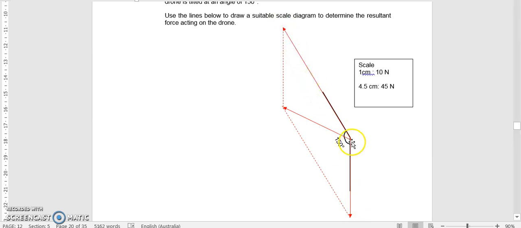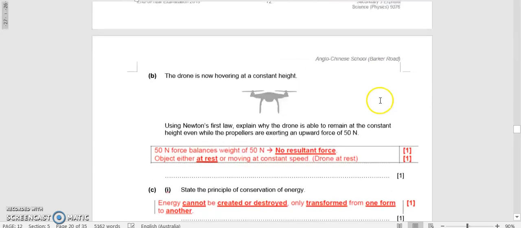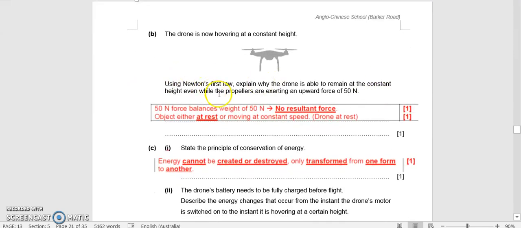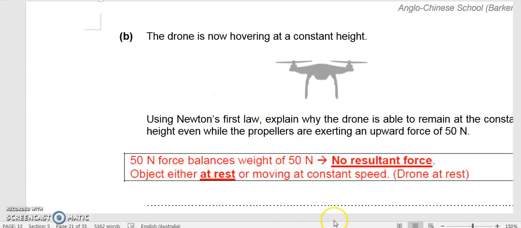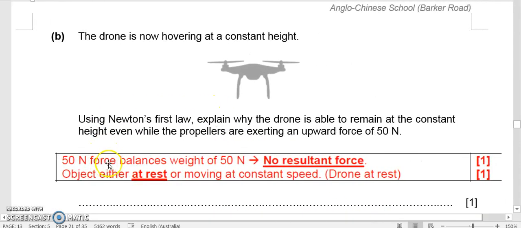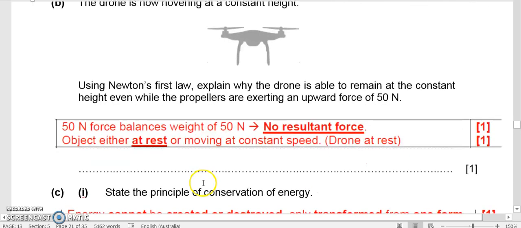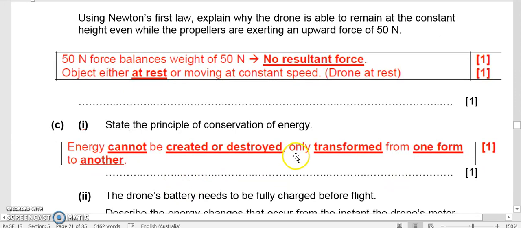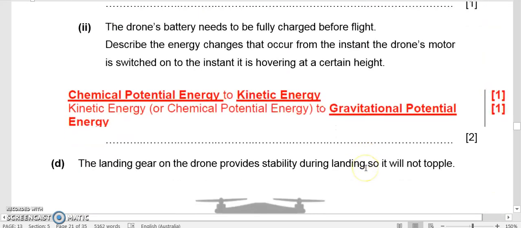That's it. So after that, just draw the parallelogram, dotted lines, and from the start to the end, measure it out. That's 4.5 cm, gives me 45 newtons. So they ask you, why does it hover at that height? It hovers because, you're gonna mention, 50 Newton force balances the weight. In other words, there's no resultant force, so object remains at rest. Principle of conservation of energy: energy cannot be created or destroyed, only transformed from one form to the other.